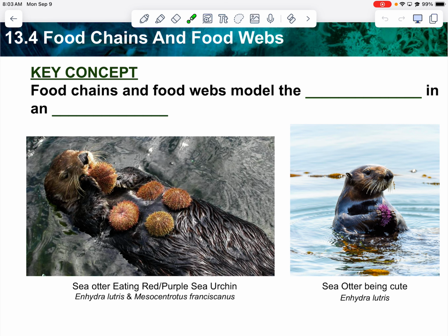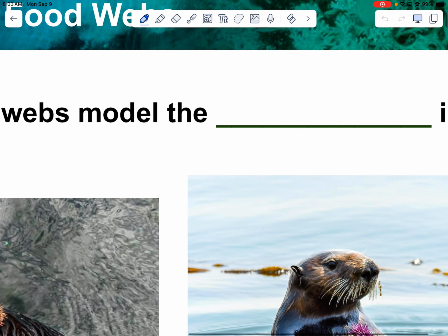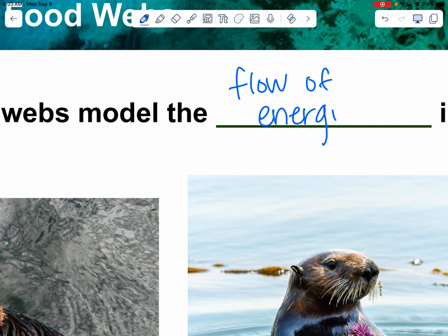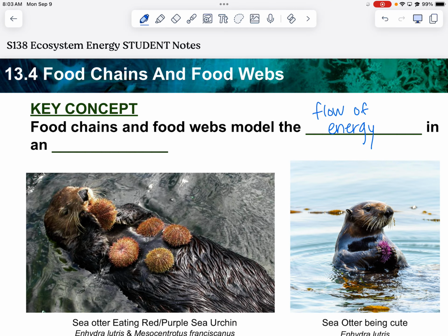Okay? So, food chains and food webs model the flow of energy in an ecosystem. That's what they do.